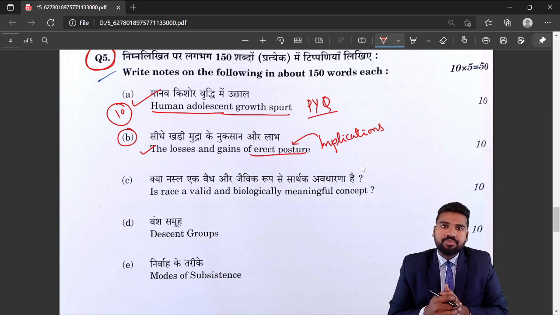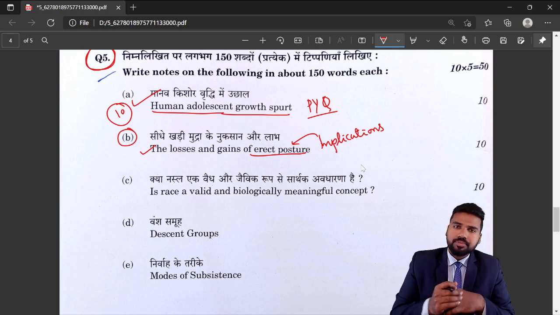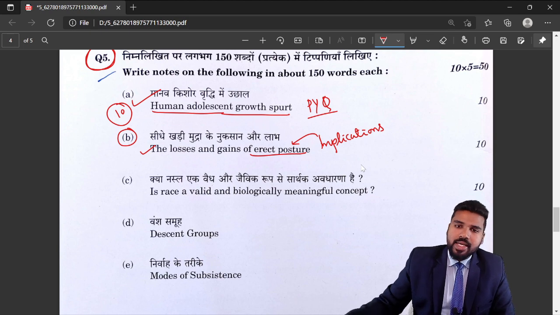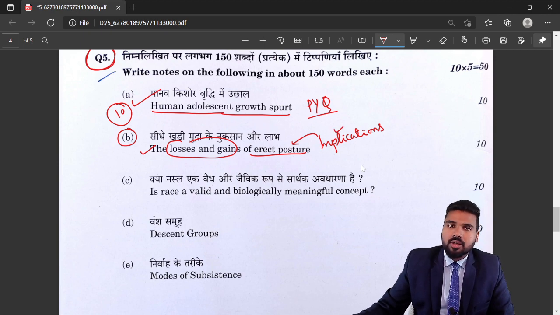Like anatomically, the reduction of the snout or the increase in your skull cranial capacity, or with respect to the face, the remodeling of the face and teeth. Similarly the pelvic bone. So there, what gain has happened, what loss has happened, that we have to write. Again, a straightforward question. Only they have used loss and gain instead of implication. That's it, nothing difficult. And you can count on these previous year questions.